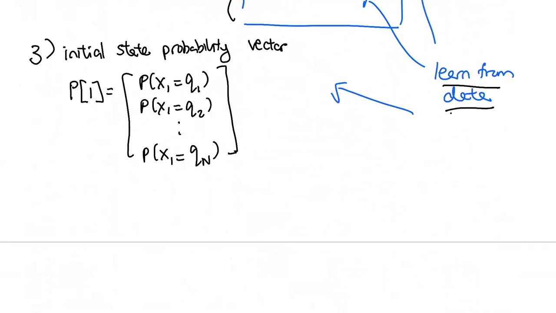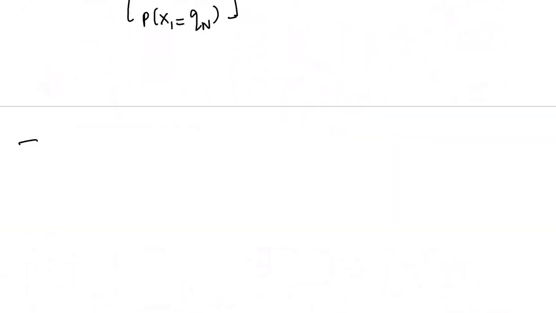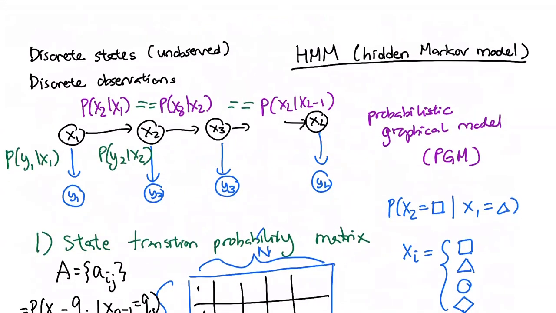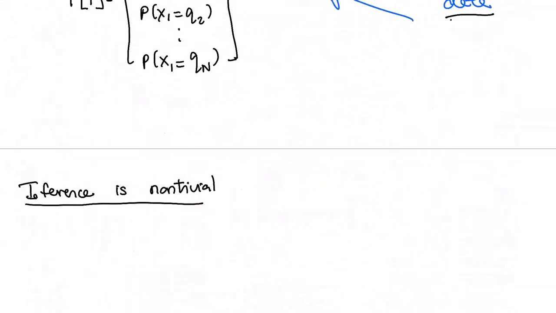But even before we get to learning, even inference is non-trivial. The reason is the structure: the length in time could be very long, and also the possible number of states you could be in, capital N and capital M, could be very large. So to answer any sort of inference question may be non-trivial.